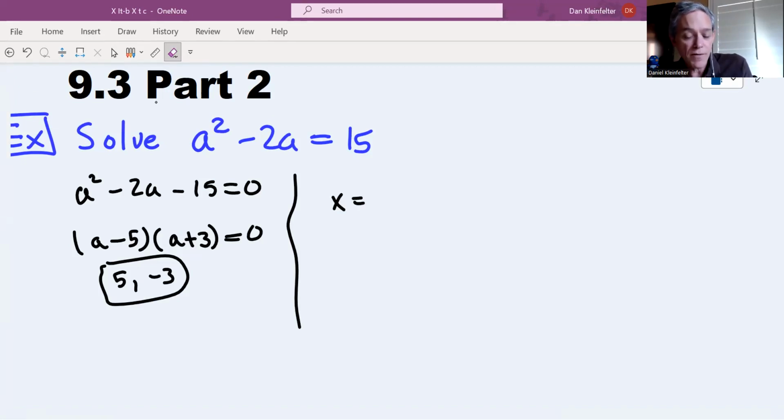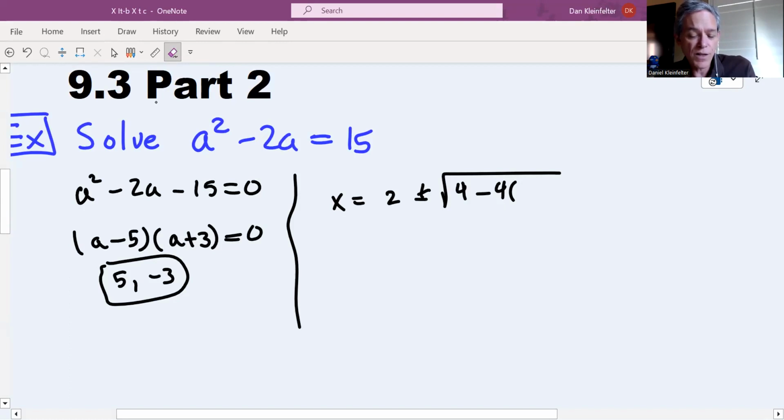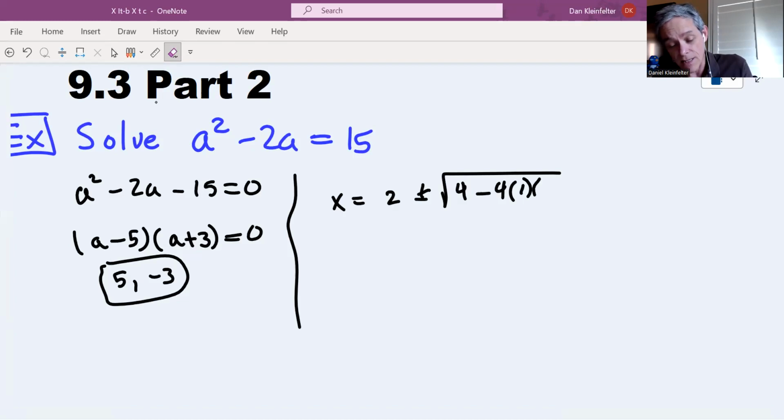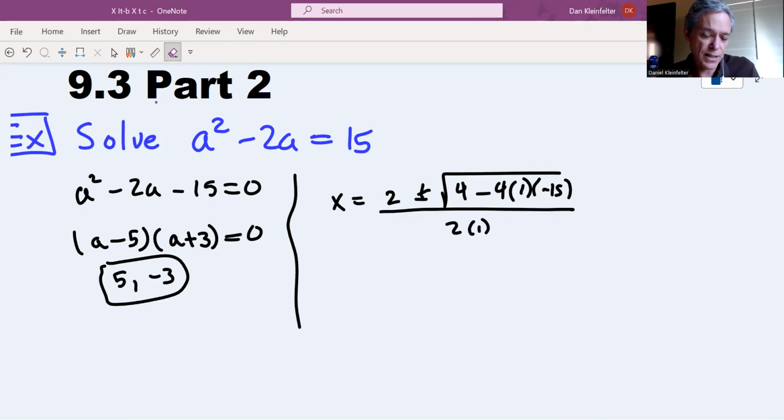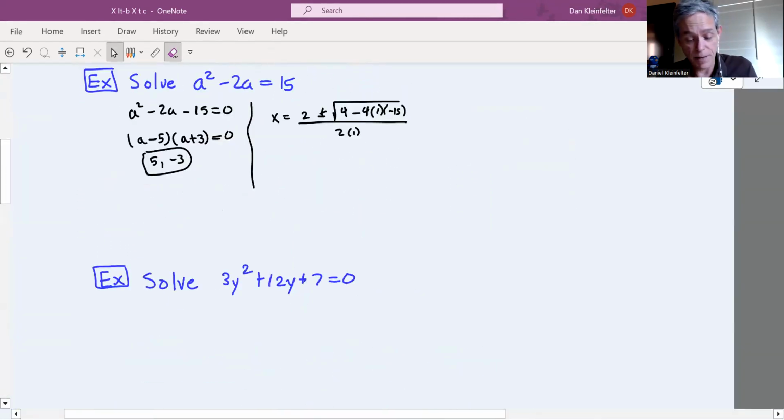So here we'd have minus b, so that would be 2, plus or minus the square root of b squared, that's 4, minus 4 times... Here, don't be put off by the fact that the variable is an a rather than an x. Our coefficient of the squared term, which is what we would think of as a, is actually 1. And then our c here is going to be negative 15. Okay, and then that's all over 2 times 1. So I'll leave it to you to check that out. It's going to give you the 5 and negative 3 that we expect.